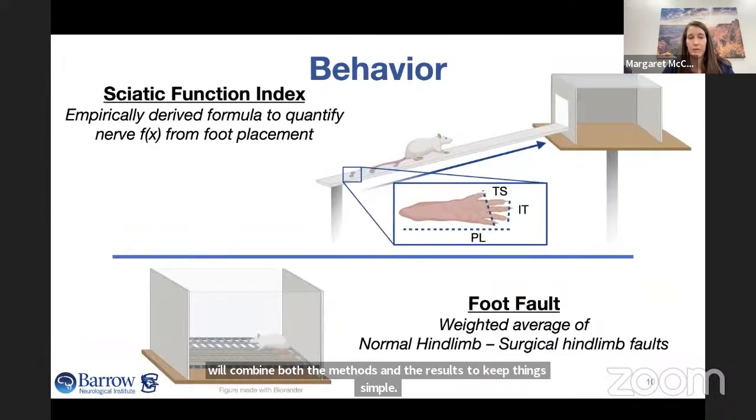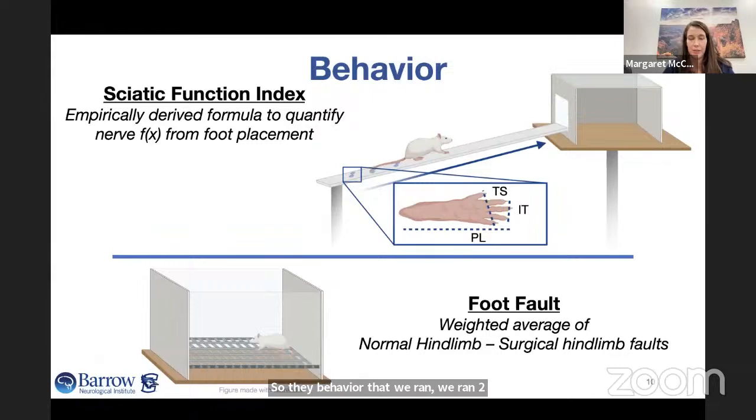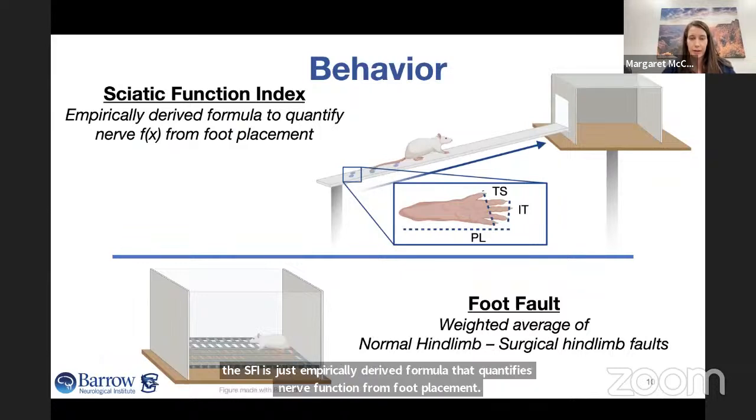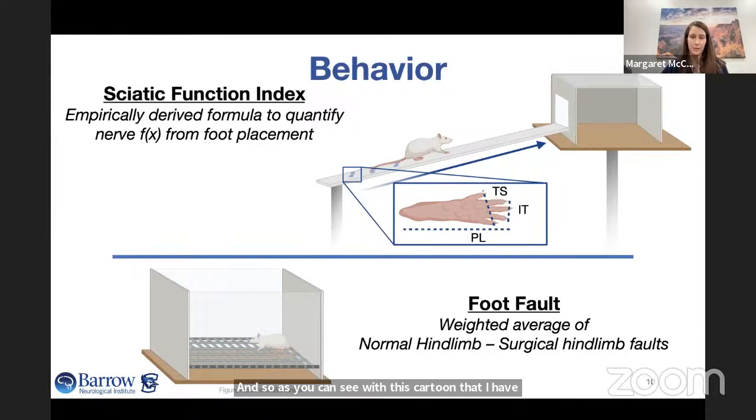So the behavior that we ran was 2 different assays, and these are well-validated behavioral assays in the rat. One is called the sciatic function index, and the other is called the foot fault. So the sciatic function index, or the SFI, is just an empirically derived formula that quantifies nerve function from foot placement. And so as you can see with this cartoon that I have here, literally what you do is you take a rat, you paint its paws with paint, it runs up a little ramp, and then you can measure the paw prints it's left behind, plug it into this equation, and follow.